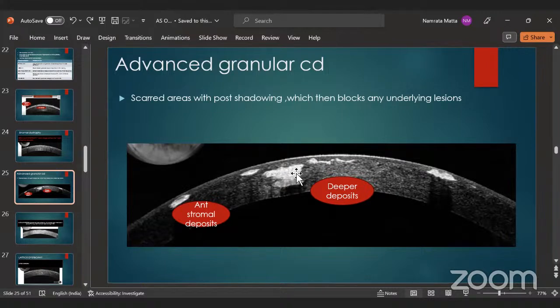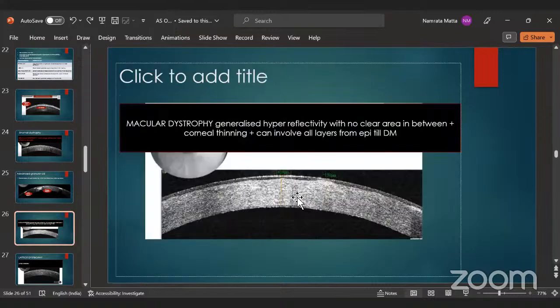Also, if there is any scarring, we will see a shadow like this, and hence we will not be able to assess what is there in the endothelium, or if there is any other pathology in the endothelium. So this is kind of a disadvantage for the ASOCT.